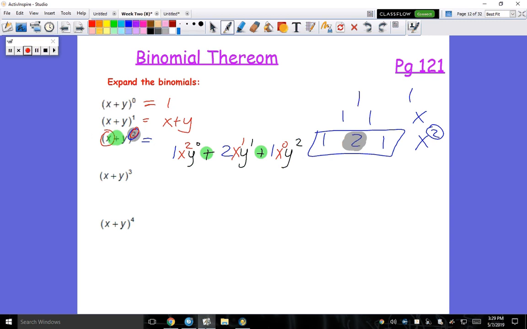So this will be x squared plus what? 2xy plus what? Y squared. Done. They do get more complex. Let me show you the patterns though.